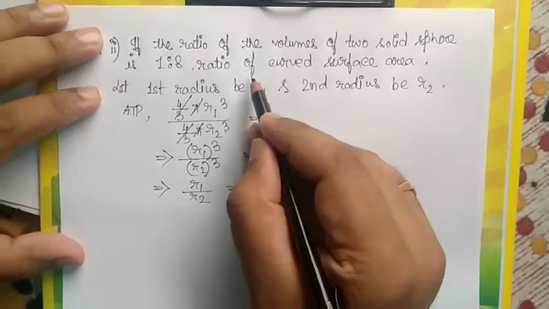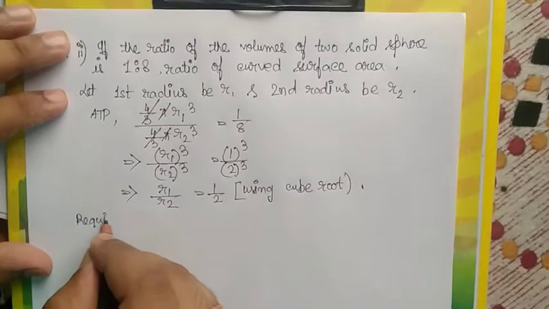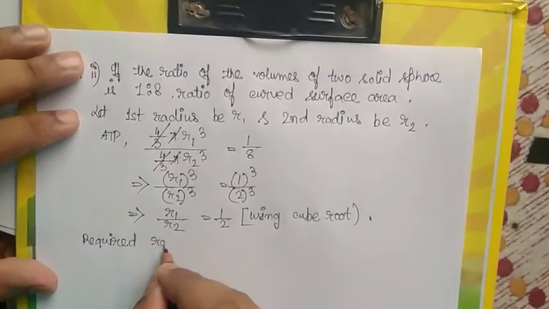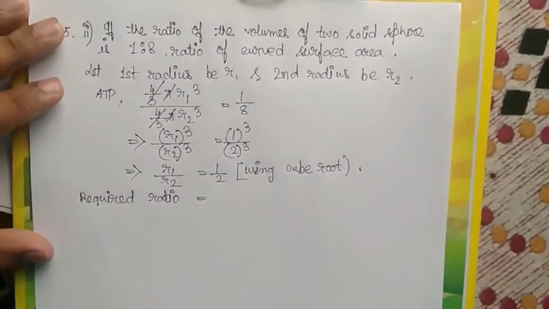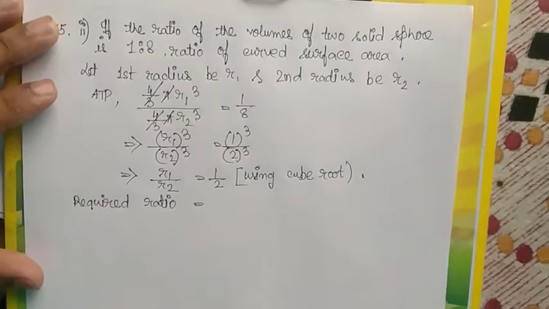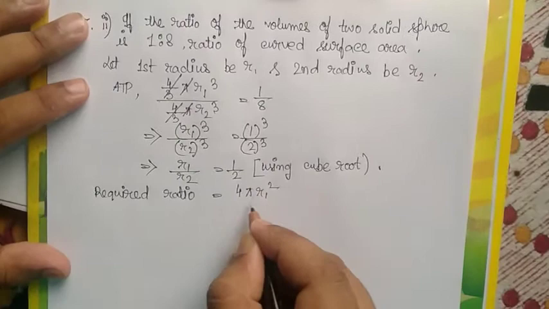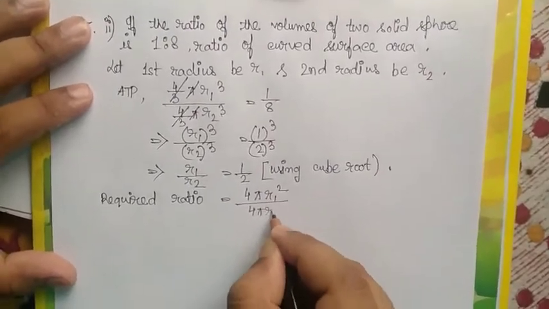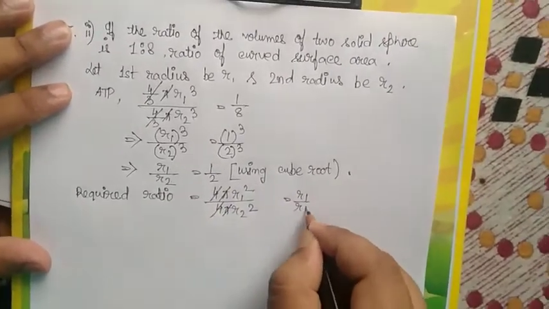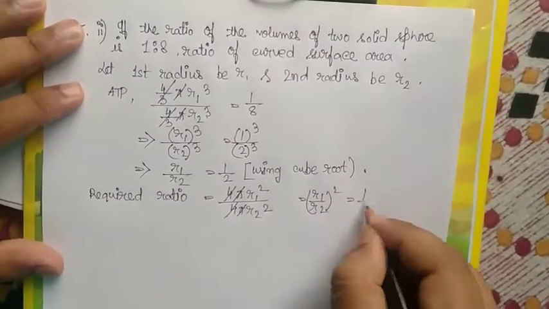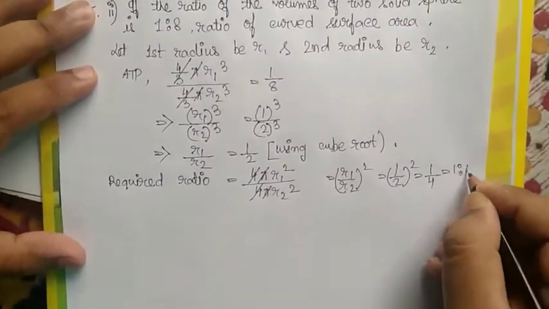Now we have to find the ratio of curved surface areas. So the required ratio of curved surface area: the formula is 4 pi r square. So 4 pi r1 square by 4 pi r2 square. Eliminate those. So r1 by r2 whole square equal to half whole square equal to 1 by 4, equal to 1:4.